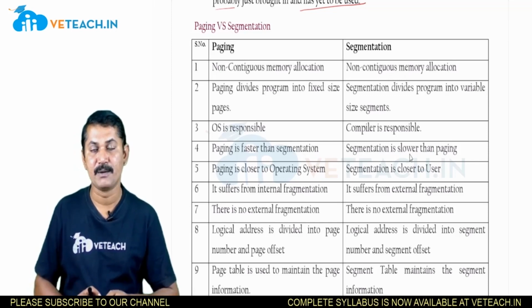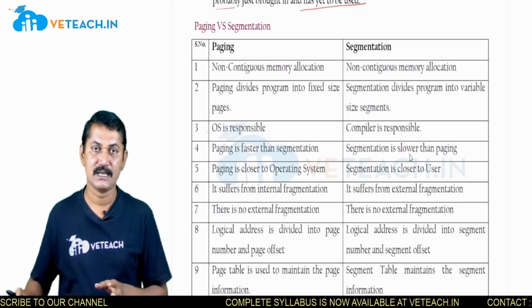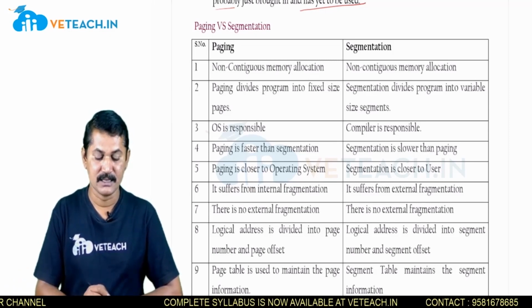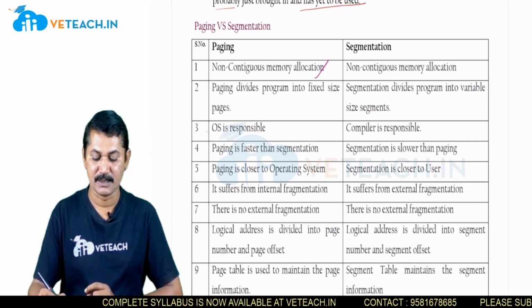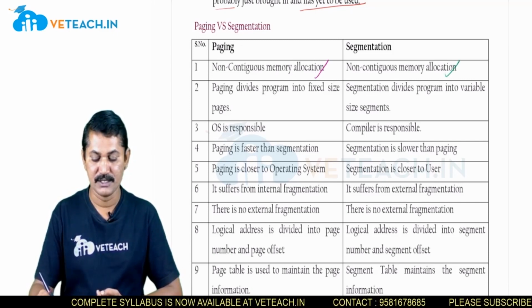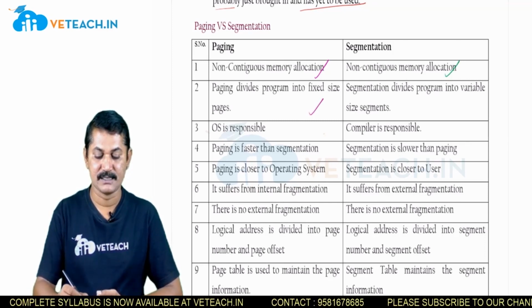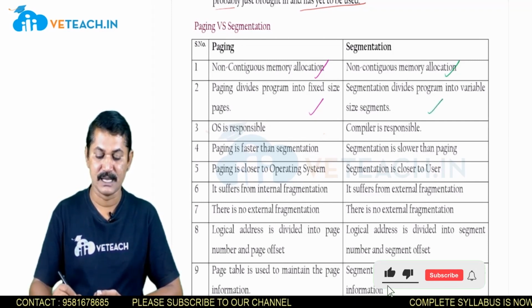Here you can see the difference between paging versus segmentation. Up to now we studied the page replacement algorithms. So which one is better, paging or segmentation? We are going to have a glance here. The differences are like this. Paging is non-contiguous memory allocation, and coming to segmentation, it is also non-contiguous allocation.